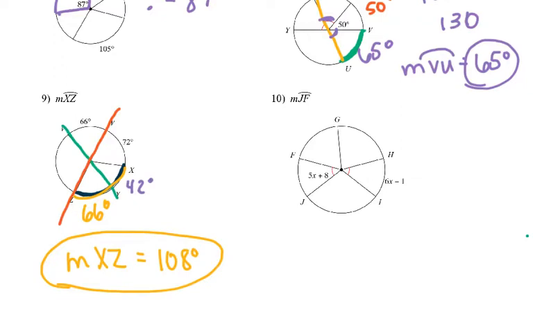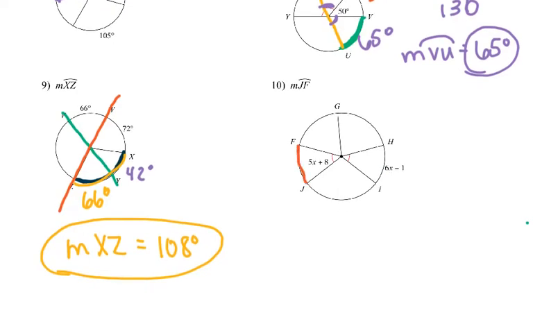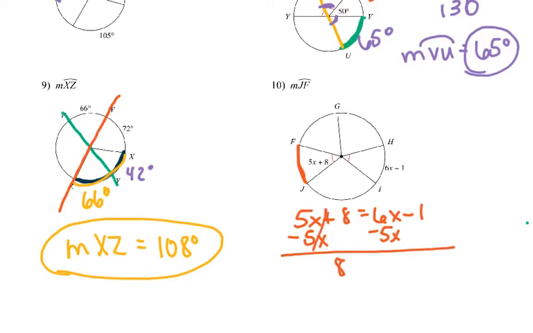Now we're going to mix in some variables, although this one looks to be pretty straightforward, because we have these two congruent central angles, which means these two arcs are also congruent. We are trying to find the measure of arc JF. If those angles are congruent, that means our arcs are congruent. We can write an equation where 5x plus 8 equals 6x minus 1. We will solve for x. It's x minus 1 equals 8. We'll add our 1 and we get x is equal to 9.